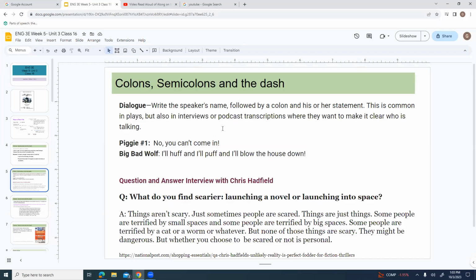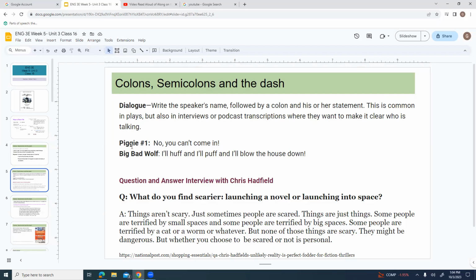Okay, it also happens for dialogue. For dialogue, you would write the speaker's name and follow it by a colon and then his or her statement. You'll see this really commonly in plays, but you'll also see it in interviews or like podcast transcriptions where they want to make it clear who's talking.